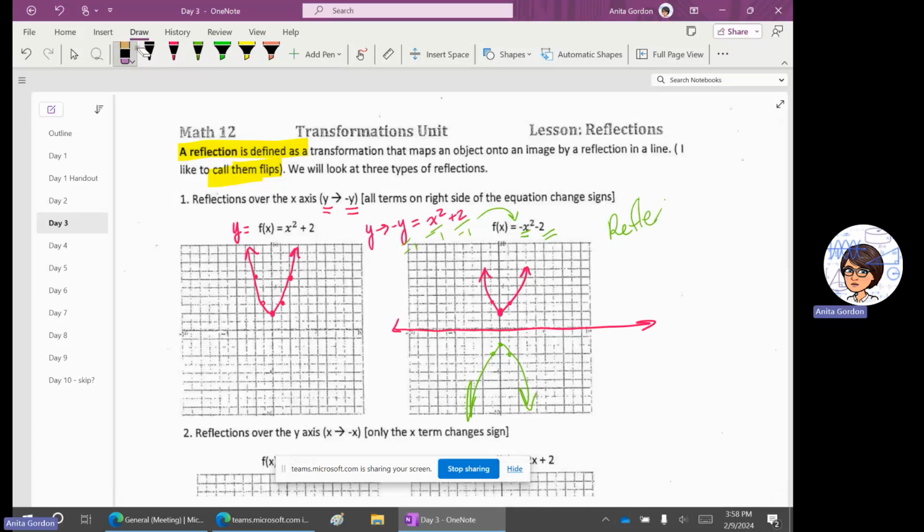I think I spelled that wrong. Miss Gordon, not very good at spelling.